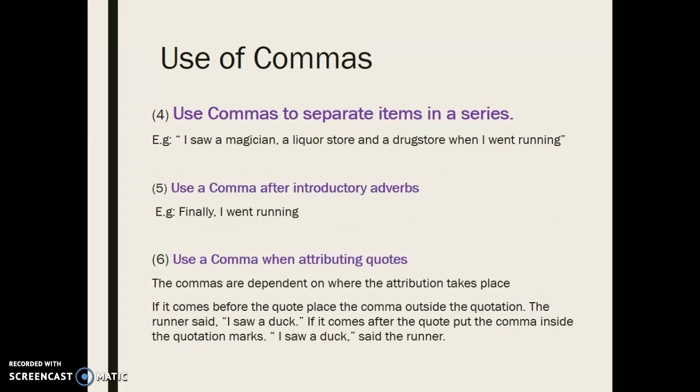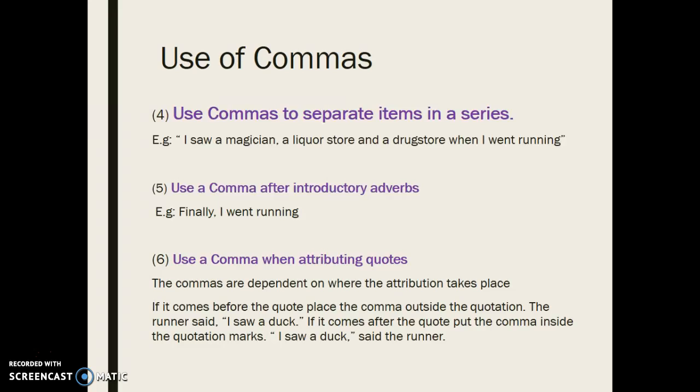Number 4. Use commas to separate items in a series. Now, this is something that everyone has to know by the time you've reached this level in English. You always need a comma when you're arranging a series. A magician, a clown, and a liquor store. Notice how there's a coordinating conjunction. When you have to use the word and, that is when you don't need a comma anymore. That signals that you do not need to add another comma. That's when you stop.